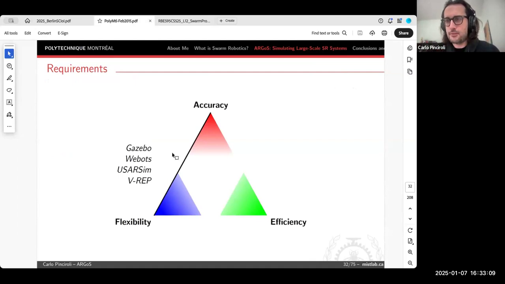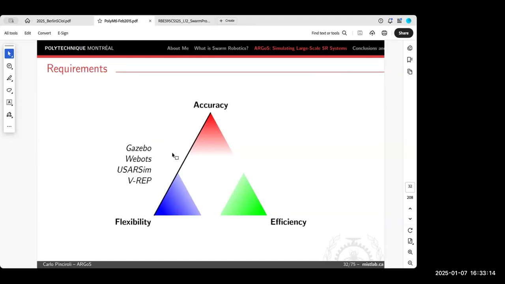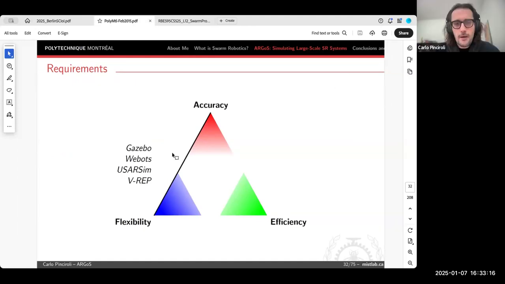I have my own difficulties with Gazebo because it's not so accurate, but that's okay. We can talk about it if you want, but it's not so important. But the thing is that they sacrifice efficiency. If you try with Gazebo to run a simulation with 100 robots on a laptop, you simply cannot. It's just not feasible.